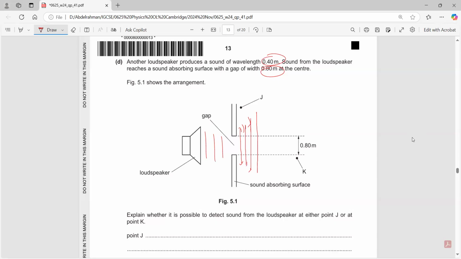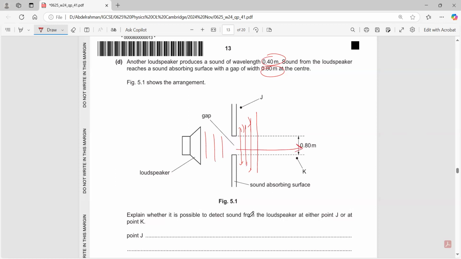If the gap was much smaller, then the waves would have bent much more, they would have spread much more, and they would have been heard at J. That's the whole point of diffraction. Will they be heard at K? Yes, they will be heard at K. Why? Because they'll keep on moving this way and they will be heard at K.